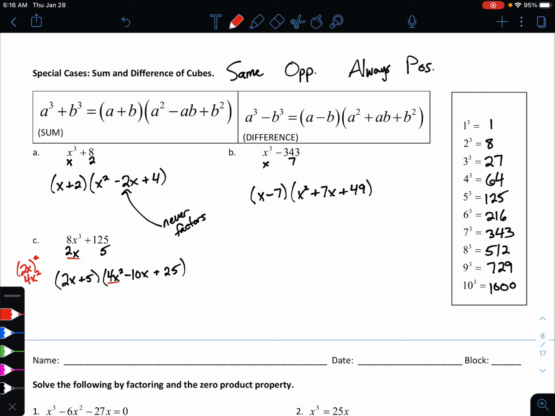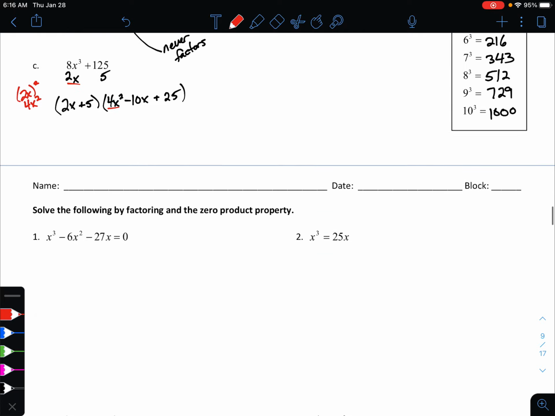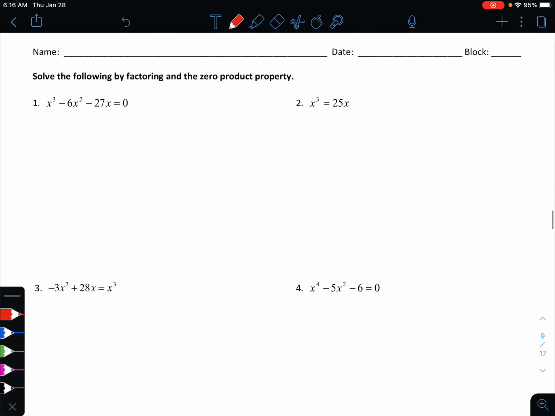Okay, so that's the basics of factoring. We're now ready to do some solving, and I would encourage you to continue throughout the rest of this video to watch. Obviously now you've seen all the different factoring and really would just have one more step to go, but there are some special cases with solving, so let's make sure that you're good to go before you start to try to work on the homework.